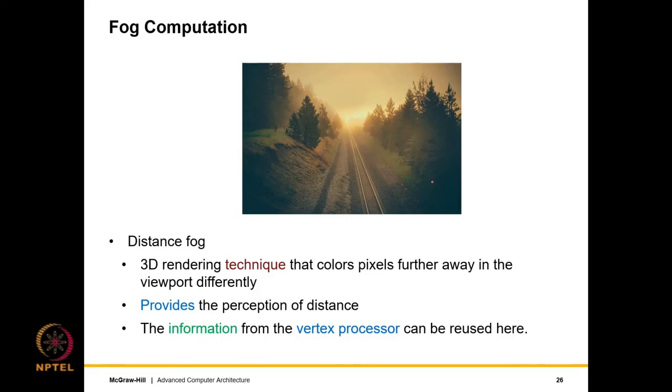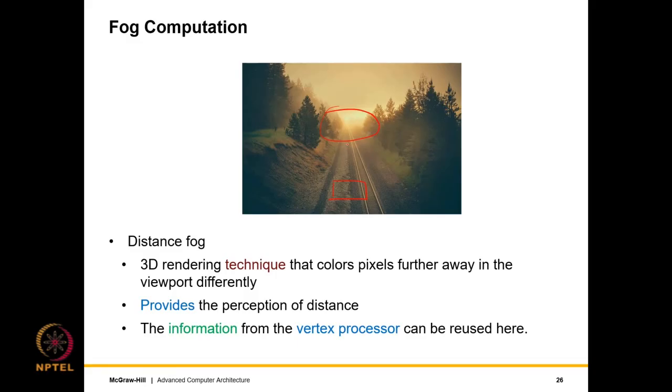So fog, think of it as distance fog. If you look at the pixels that are close by, you see a better granularity. They appear clearer, right? But look at the distances far away. They appear blurred, right? So there is lesser granularity. Also see the lines, even though the railway line is parallel, don't you see at the end it appears to converge? It does, right? So these effects that provide the perception of distance are known as distance fog.